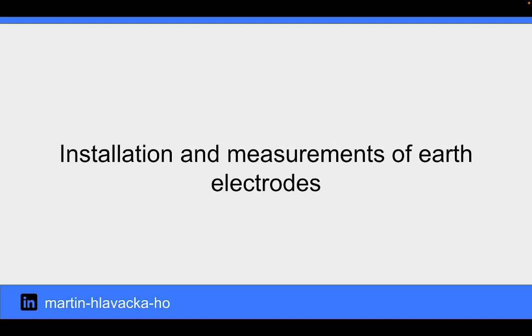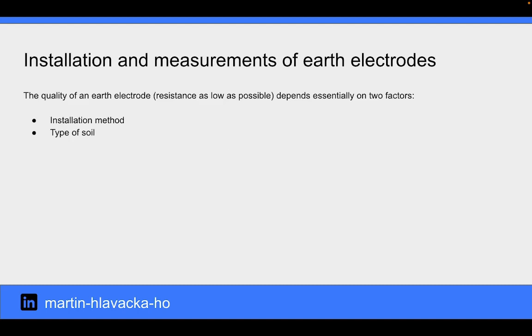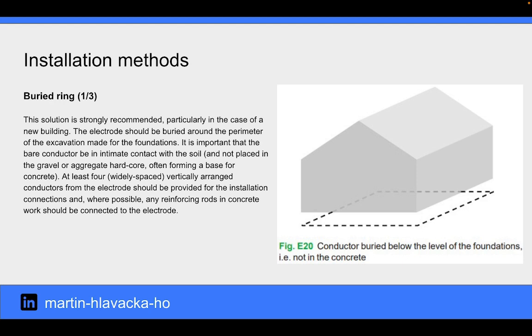Installation and measurements of earth electrodes. The quality of an earth electrode depends essentially on two factors: installation method and type of soil. Buried ring. This solution is strongly recommended, particularly in the case of a new building. The electrode should be buried around the perimeter of the excavation made for the foundations. The bare conductor must be in intimate contact with the soil.